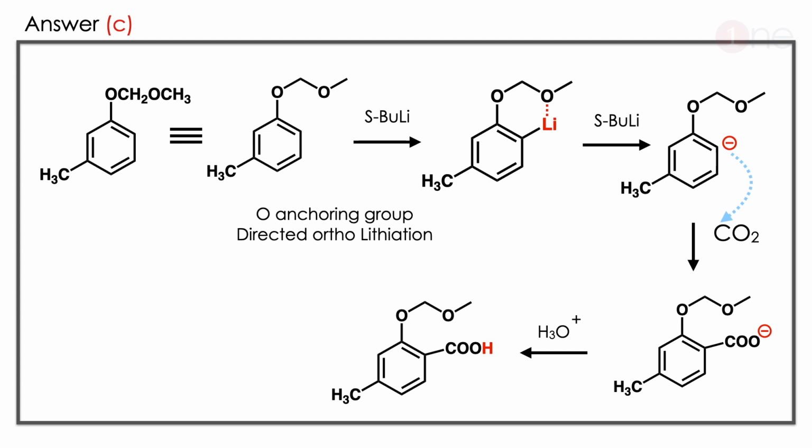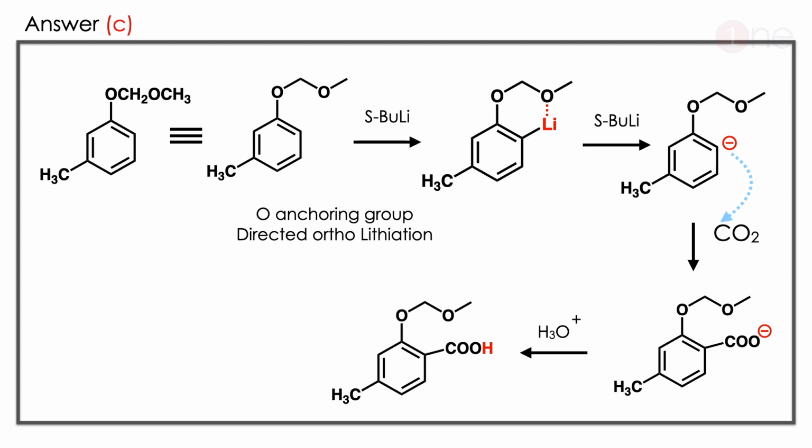So lithium is anchored with the lone pair on the O. So the 6-member ring is formed. So the negative charge only forms at the ortho position. Then the negative charge attacks CO2. CO2 becomes carboxylate there. Then after the H plus attack, it becomes a carboxylic acid. So the product is clearly C.